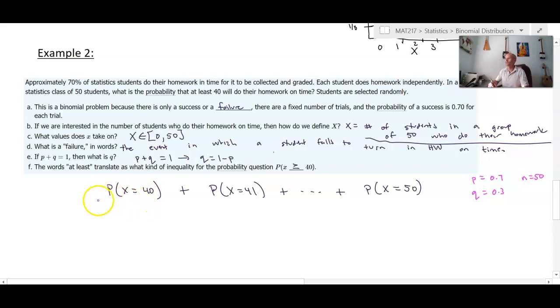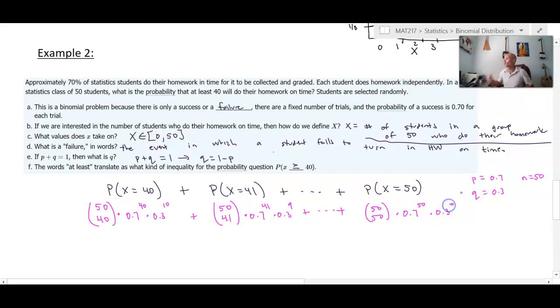So for example, to calculate the probability of 40 students submitting their homework on time, that would be 50 combination 40, n combination r, times p to the r, 0.7 to the 40th, times q to the 50 minus 40. That means you have 40 students all submitting on time and 10 students who don't, a 30% chance of that. And then you would need 50 combination 41 times 0.7 to the 41st power times 0.3 to the 9th power, all the way up to 50 combination 50, 0.7 to the 50th times 0.3 to the 0. Remember, 0.3 to the 0 is 1, so that factor will not come into play at all in this calculation.